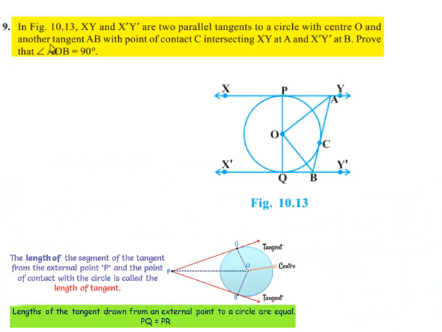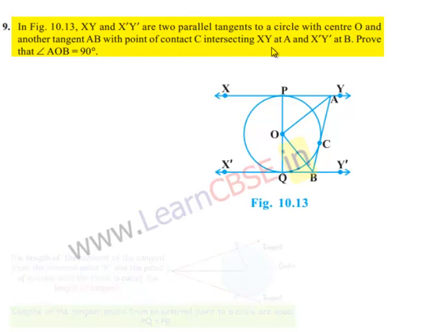Moving on to 9th question. In figure 10.13, XY and X dash Y dash are two parallel tangents to the circle with center O and another tangent AB with point of contact C intersecting XY at A and X dash Y dash at B. Prove that angle AOB is equal to 90 degrees. Now moving on to solution.